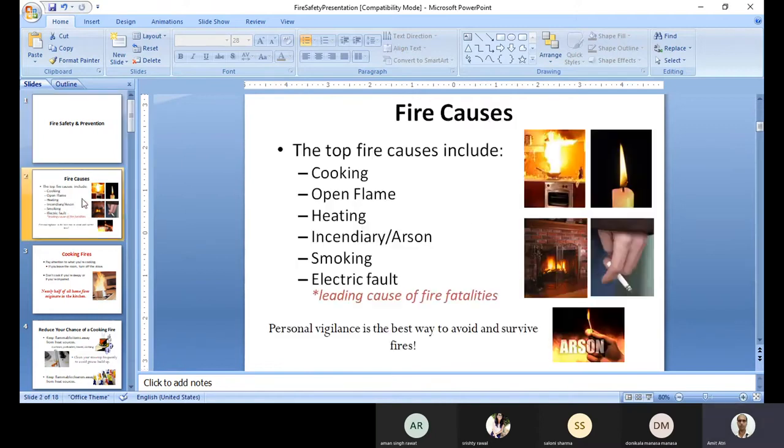Okay, so some of the causes which I am going to cover here today, especially in the residential area. Many of the factors could be due to human errors. Some could be due to some technical faults. So we will discuss both, due to human errors as well as due to some technical faults.